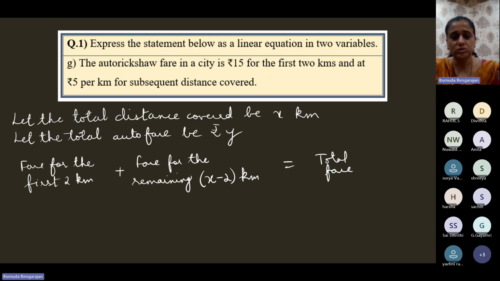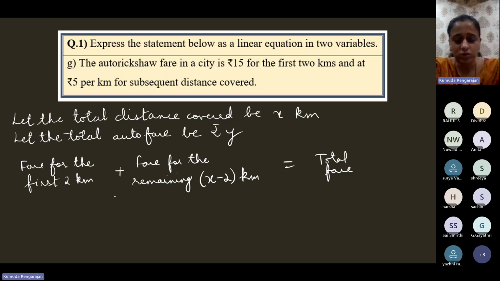Fare for the first 2 kilometers plus fare for the remaining x minus 2 kilometers. Why x minus 2? Because x is the total distance you have covered, like 20. 20 minus 2, 18 kilometers in the example we took. So similarly here, the total distance is x. But the fare for the first 2 kilometers is fixed, and you have to calculate only for the remaining distance. So the remaining distance is x minus 2.